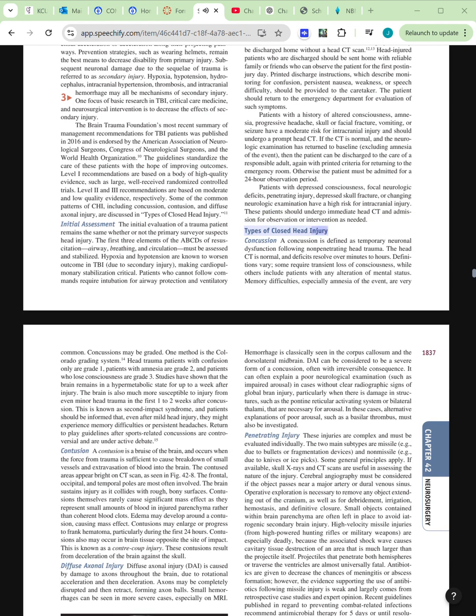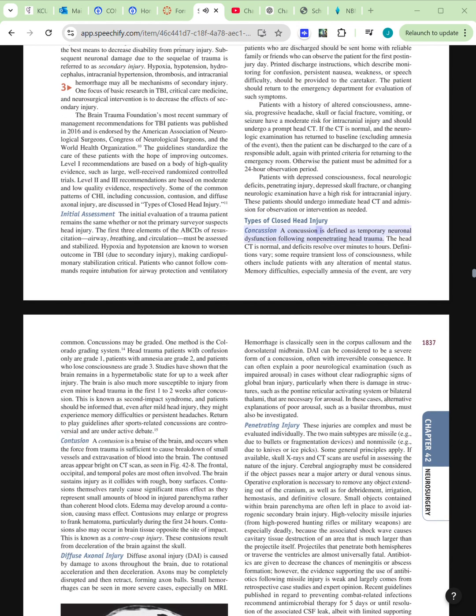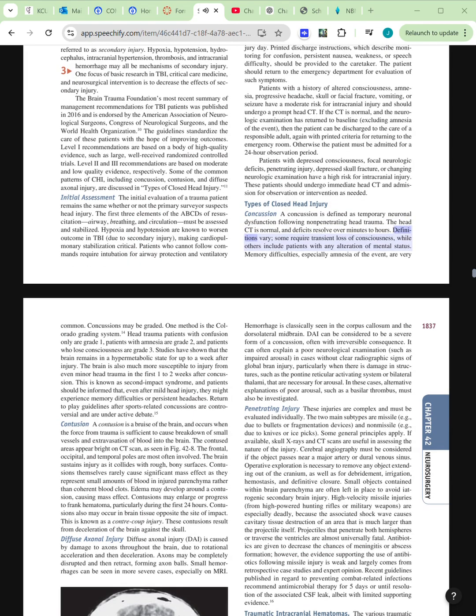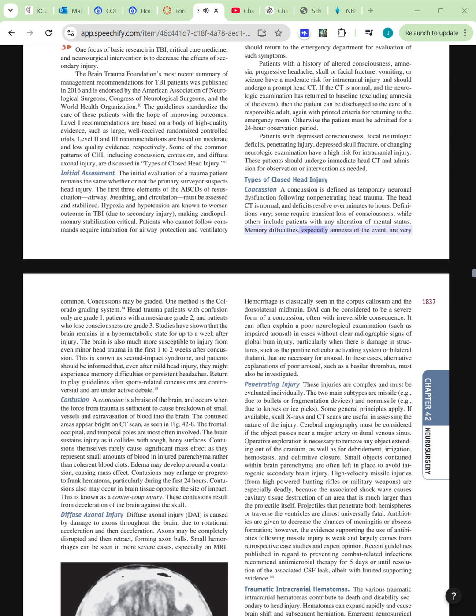Types of closed head injury. Concussion. A concussion is defined as temporary neuronal dysfunction following non-penetrating head trauma. The head CT is normal, and deficits resolve over minutes to hours. Definitions vary. Some require transient loss of consciousness, while others include patients with any alteration of mental status. Memory difficulties, especially amnesia of the event, are very common.